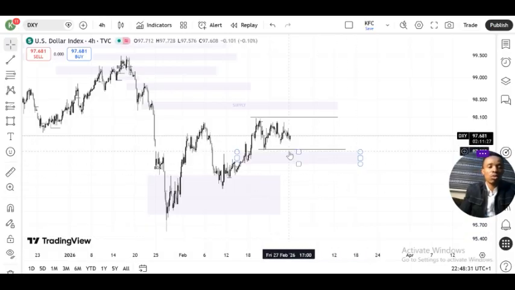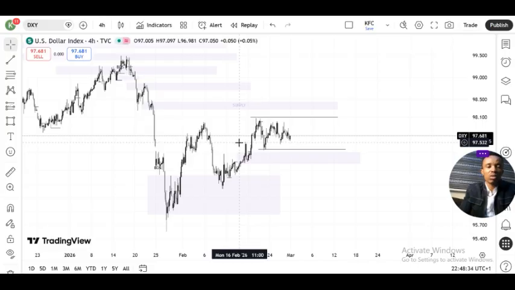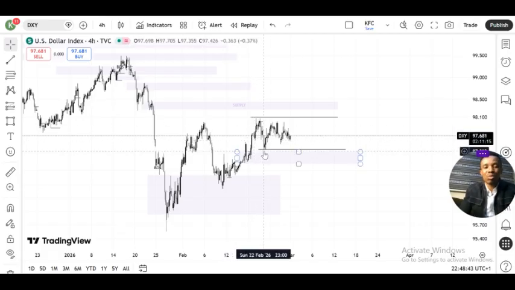Now this is it. You look closely, you find it's taking out here, giving an internal break of structure here, though it's taking out this down and giving an internal bearish structure, which most likely is going to be a range.